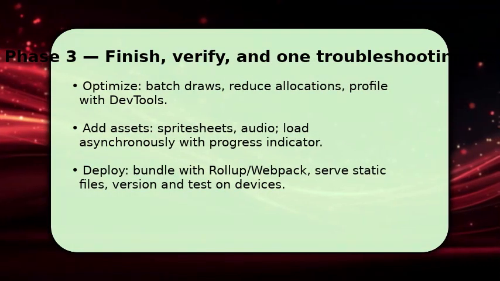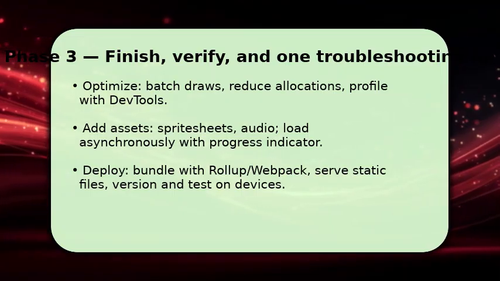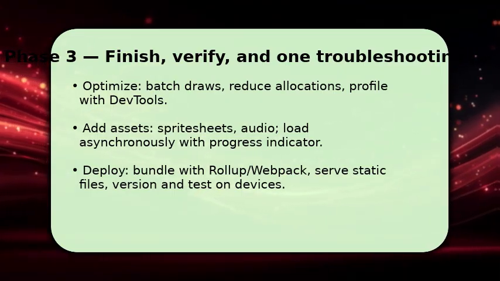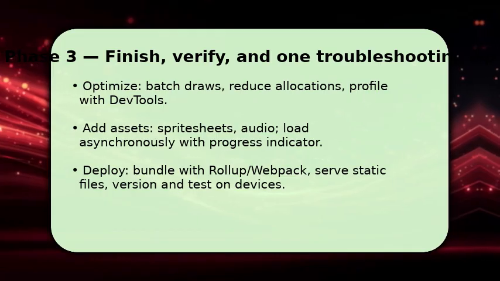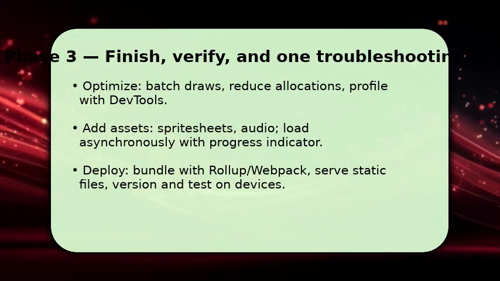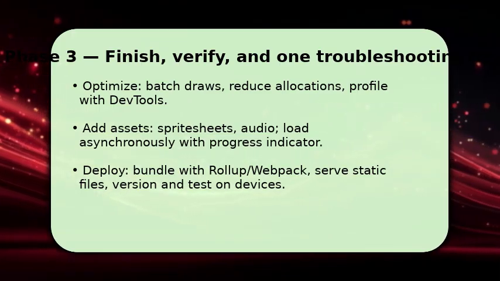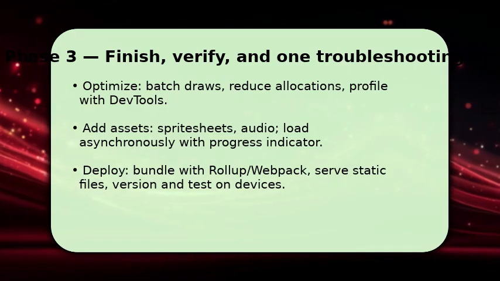Optimize rendering by batching draws and minimizing per-frame allocations, then profile in dev tools to spot hot spots. Next, load assets asynchronously, sprite sheets, audio, and present a progress indicator. Once assets are ready, swap to your main loop. Finally, bundle with Rollup or Webpack, serve static files, and test across devices.